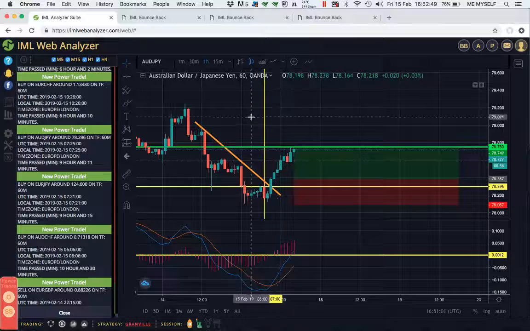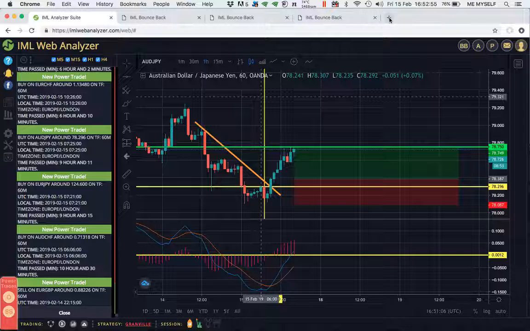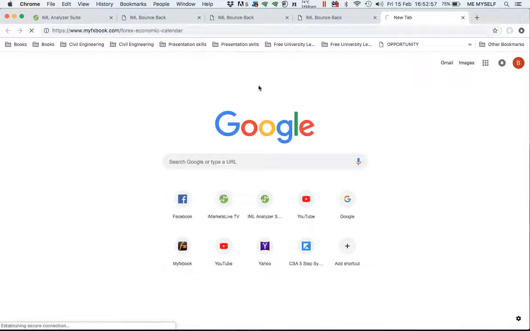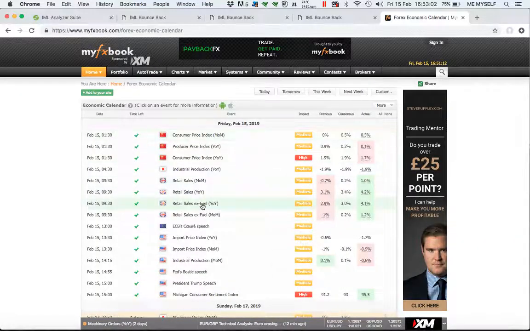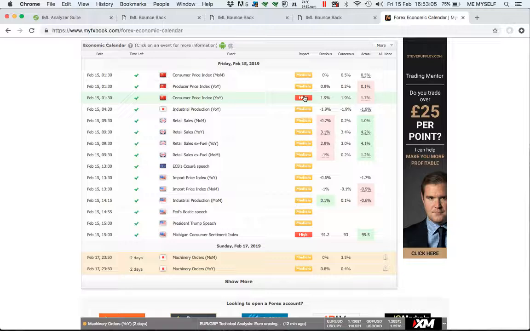All right, and another thing that you've got to be aware of is whenever you're thinking of taking a trade, just ensure that you check your news calendar to see which currencies would be affected. I like my FX book, and I highlight the high impact news and the medium impact news. So I saw here that, well, Trump was speaking, and the only high impact news was today at 3 p.m. So nothing to worry about with any of the JPY pairs.